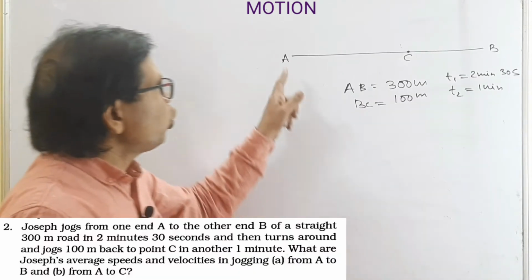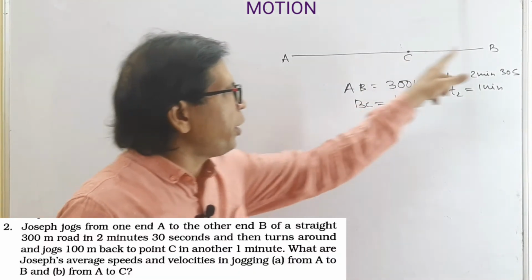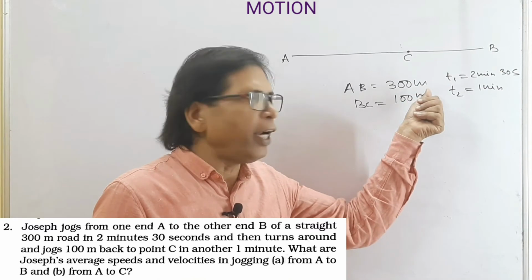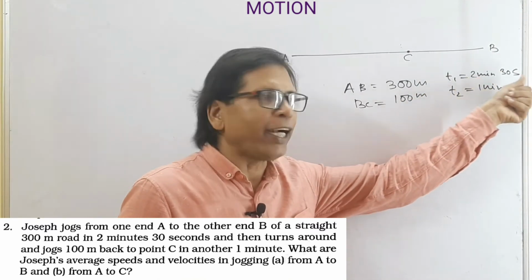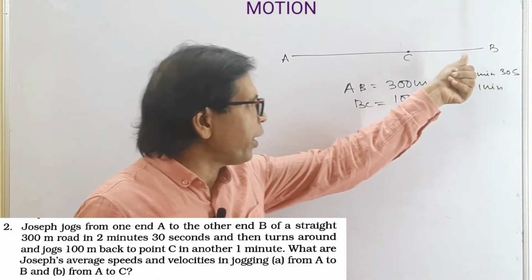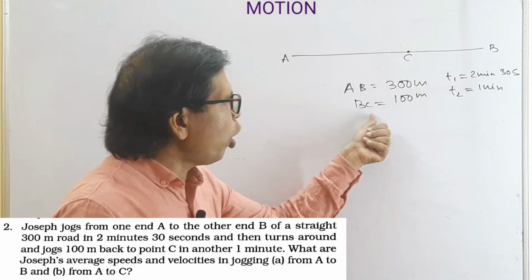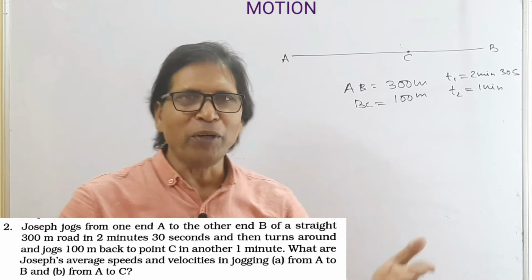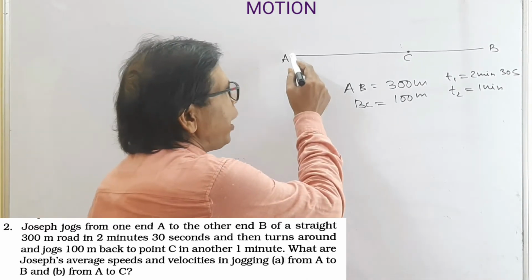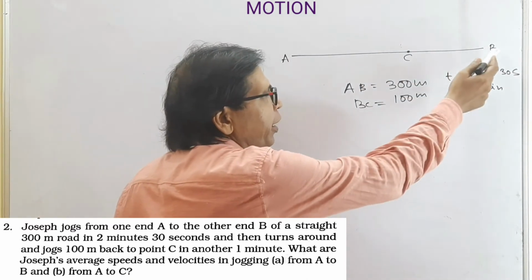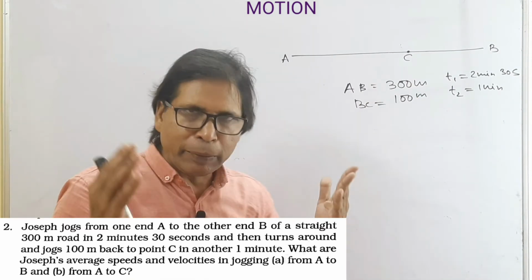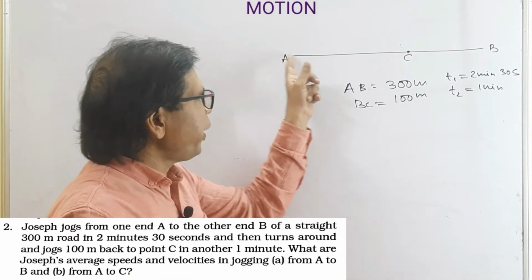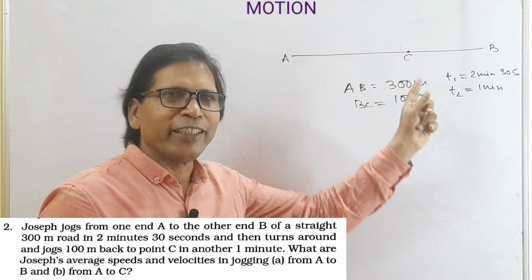Okay. Joseph jogs from A to B of 300 meter length in 2 minutes 30 seconds and turns back from B to C of 100 meter in 1 minute. We have to calculate the average speed and velocity from A to B and average speed and velocity from A to B and then C.